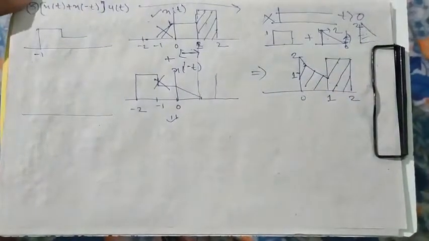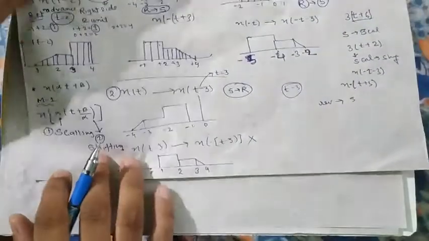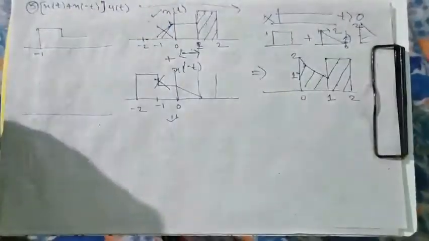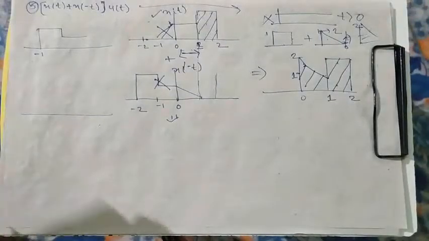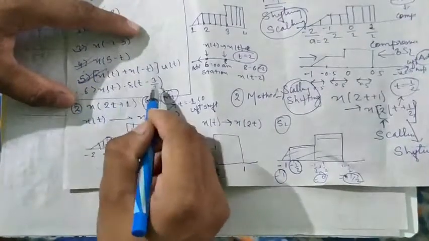Now see one more question, the last sub-question. This is the question, you will see: x of t into del of t minus 3 by 2. This question we are going to solve.